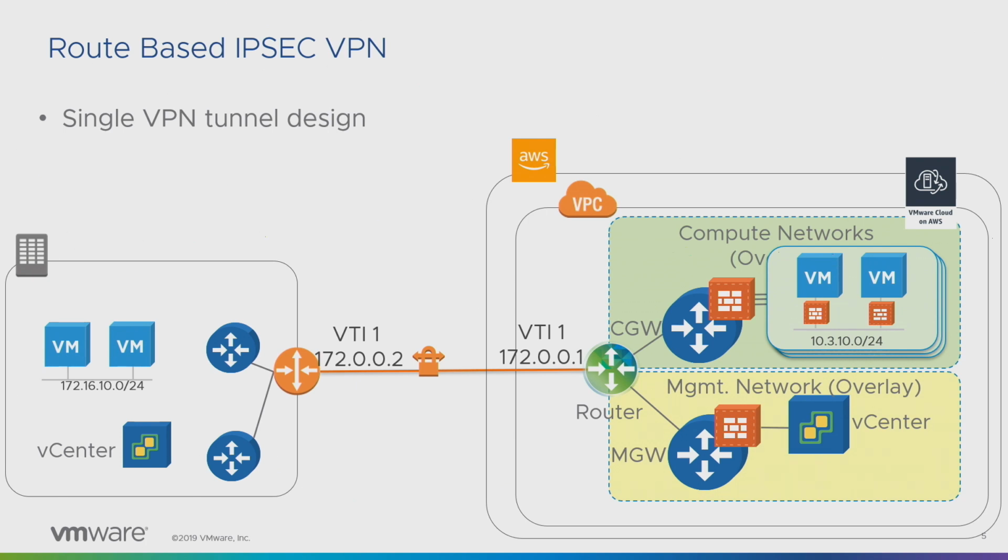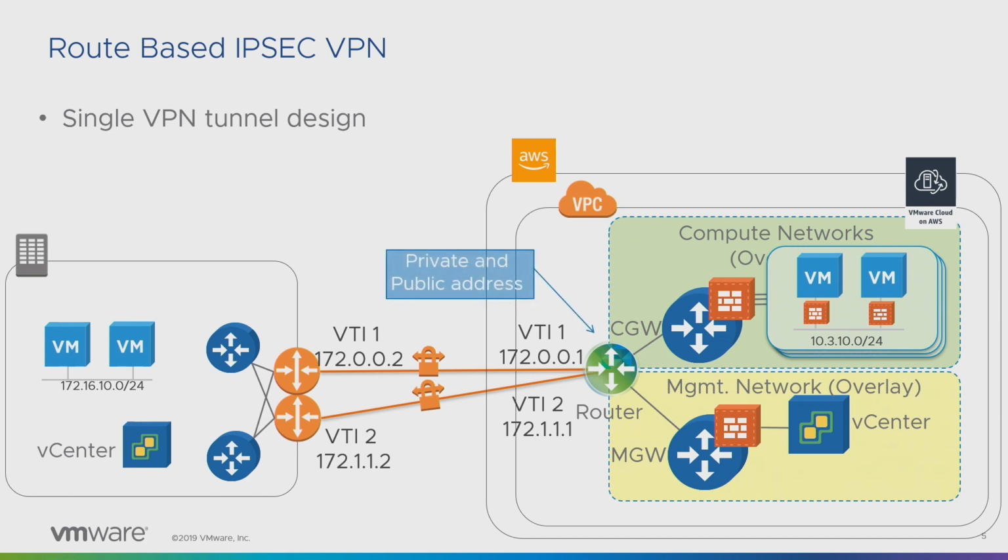Now, using this route-based IPSec VPN, you can also get additional resiliency because you can just set up an additional VTI interface, and you can now use BGP metrics on-prem to say which tunnel's active and which tunnel's standby. So you can get this additional resiliency using route-based IPSec VPN.